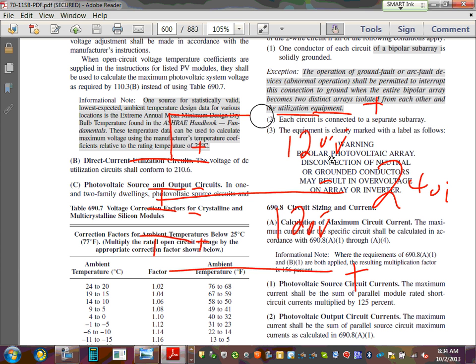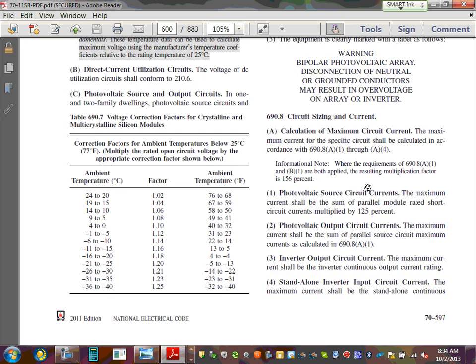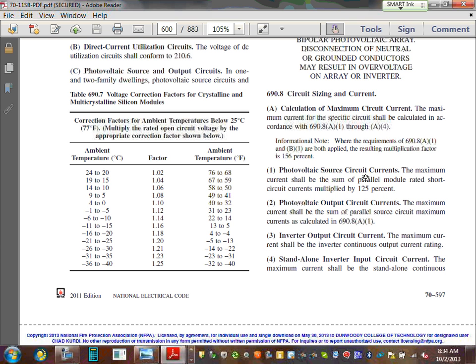So here's another warning: in a bipolar photovoltaic array, disconnecting the neutral or grounded conductor may result in overvoltages. Okay, so if you have a bipolar system and you disconnect the neutral, it could create a high voltage. This is really interesting for us guys in Minnesota. The panel that I told you is rated for 38 volts, that's the panel rating.